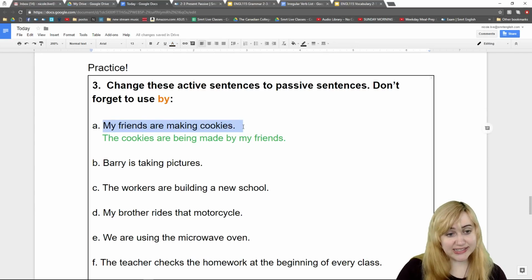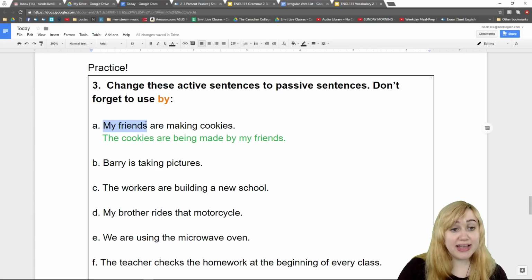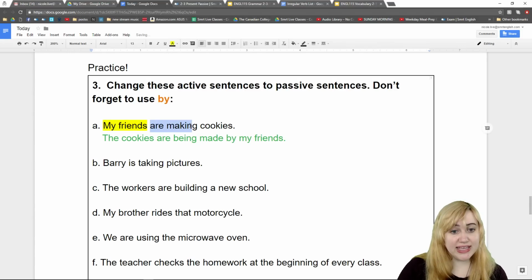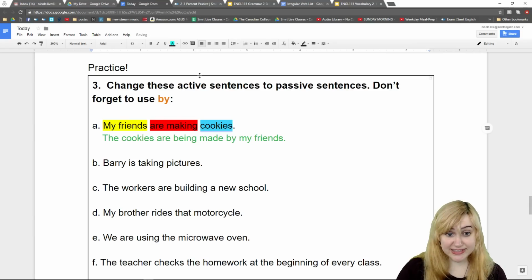So the first sentence says, my friends are making cookies. This sentence is present continuous, and we're going to change it to present continuous passive. So my friends, this is the subject, are making, that's our verb, and then cookies, that's our object. So we're going to put our object at the beginning and say the cookies.